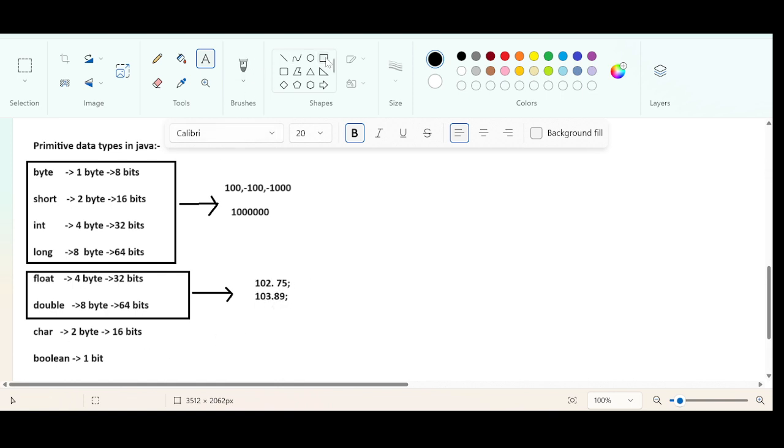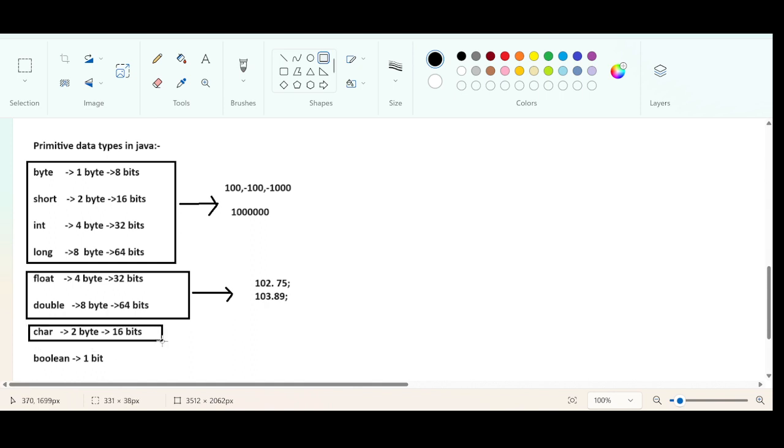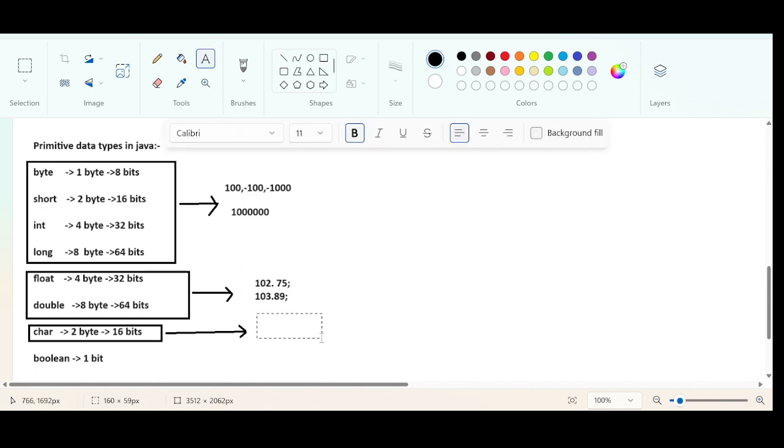The char data type, you can use it to store any single character in single quotes. For example, for my name, I cannot store Balaji. Instead of that, I can store B. Any single character with single quotes.